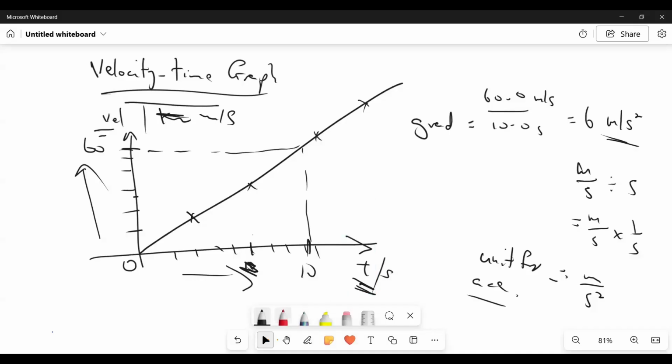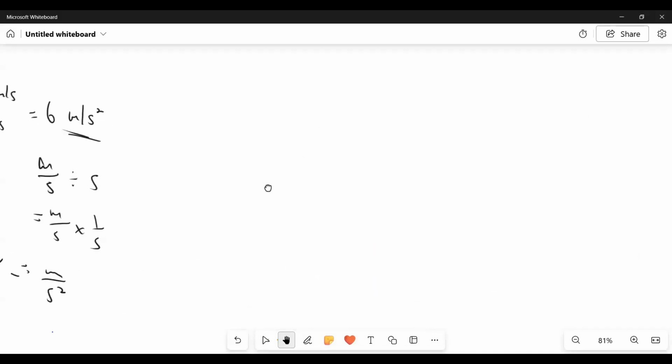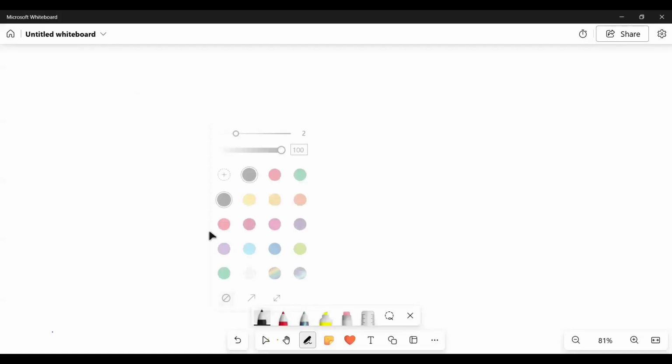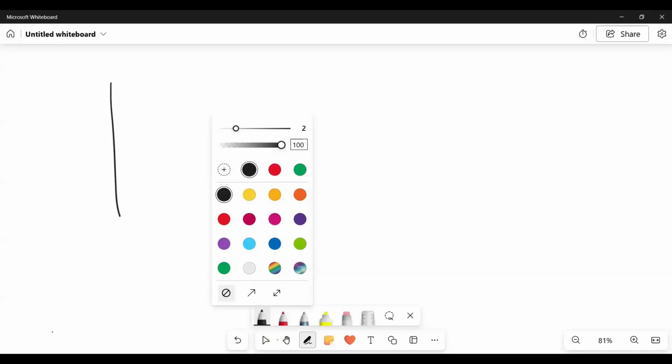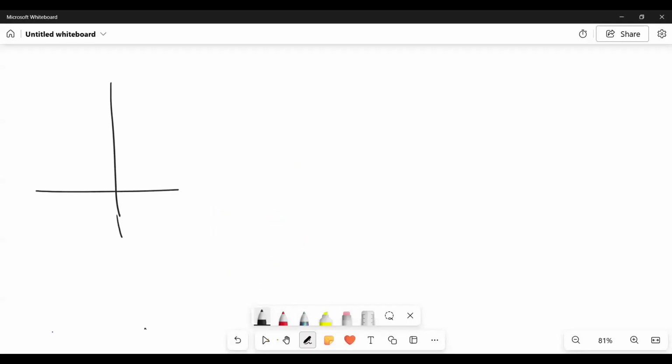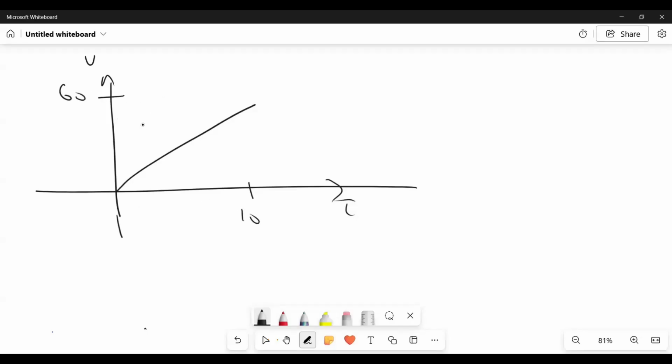Let me draw another one, so I don't confuse you. And then we'll go to when the graph is curved. Let's take this velocity time graph, V and T, and let's say it's a nice straight line like that. Down here is 10 seconds, and up there is 60. Let's take this area here. So the area is going to be what?